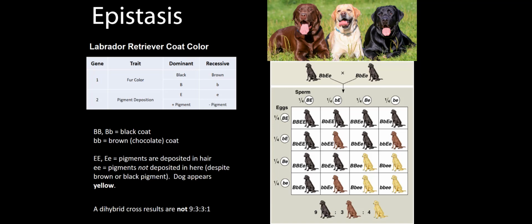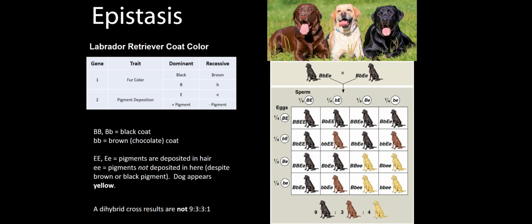And what about if you have capital B, lowercase b, capital E, lowercase e, so like a dihybrid? What color would that be? Right, black, because it's right here. Black's dominant over brown, and you have the capital E.